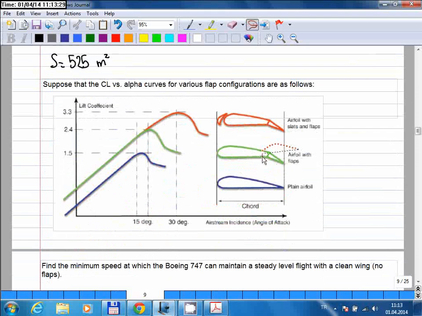If the flaps are used, the lift coefficient is increased. So the maximum lift coefficient increases from 1.5 to 2.4. The green curve represents the case where the flaps are deployed. And if you use the slats as well, then you get a further increase in the lift coefficient. The lift curve for this case where both flaps and slats are used is this red one, and the lift coefficient reaches a maximum of 3.3.